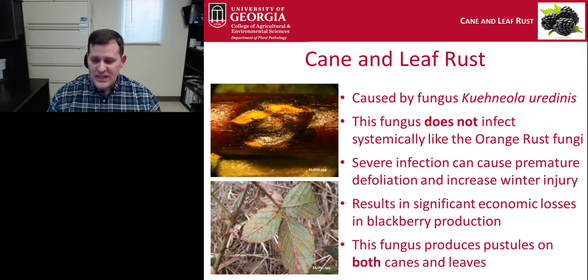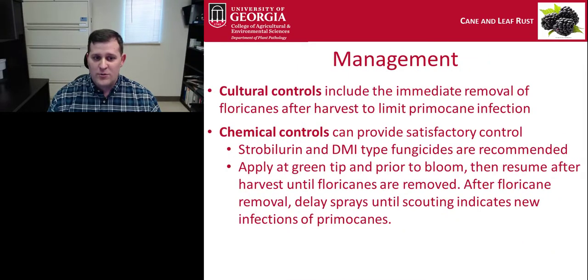So severe infections still cause significant problems on blackberry, and they can cause premature defoliation, or they can increase winter injury of the plant, because if the leaves fall off early due to heavy rust infestation, the plant's not going to store up enough reserves to make it through the winter and produce fruit the next season. And so it can be a significant pathogen as well. Cultural controls for managing cane and leaf rust include the immediate removal of floricanes after harvest. Again, there's no point in keeping the floricanes around after harvest, and they will just serve as a source of inoculum where disease can spread to your primocanes.